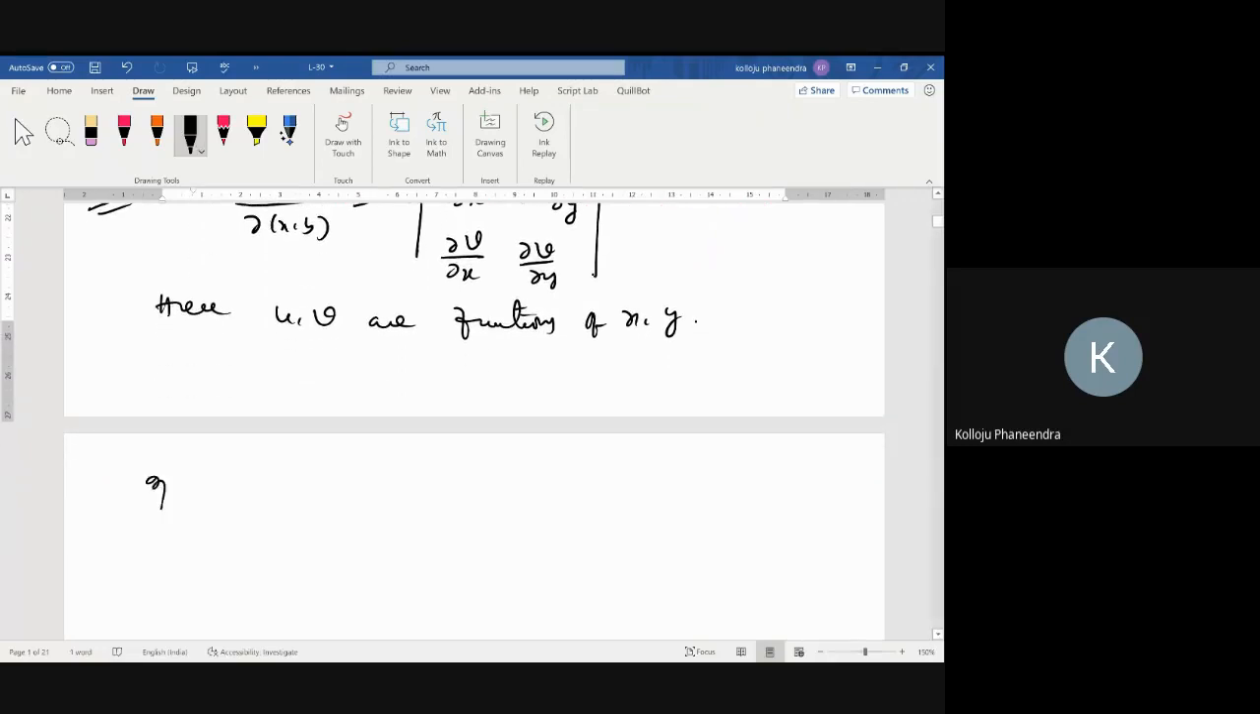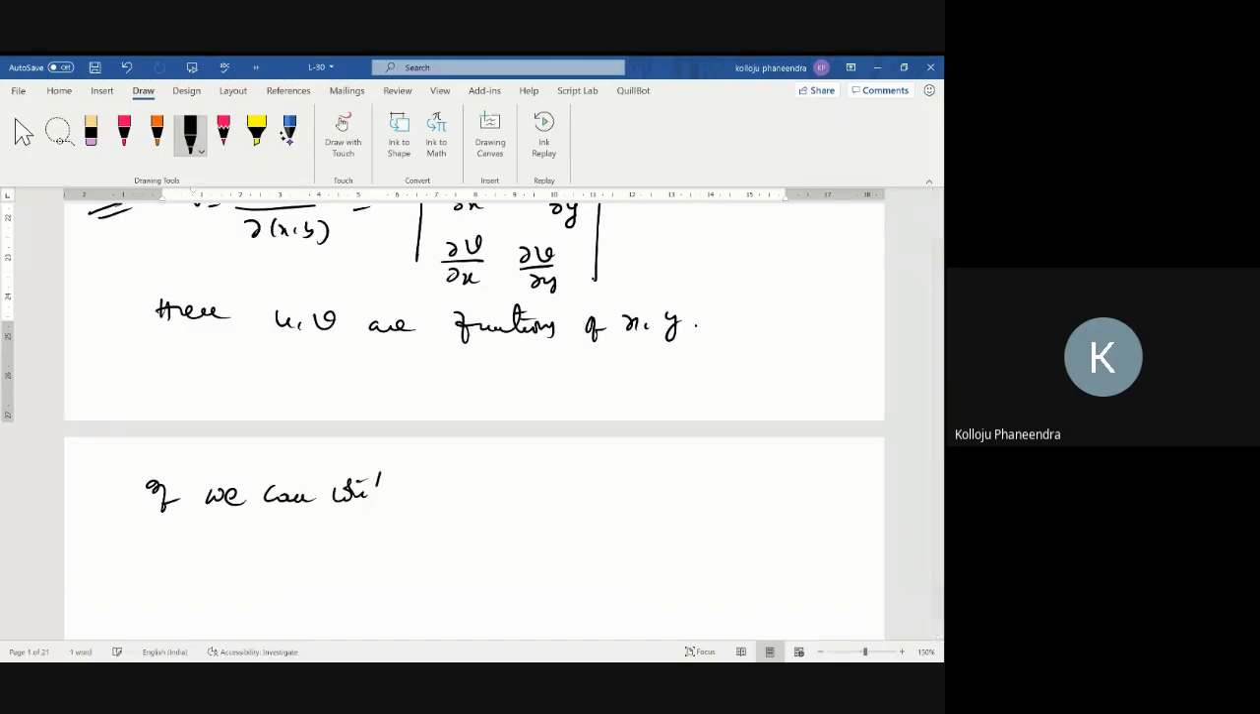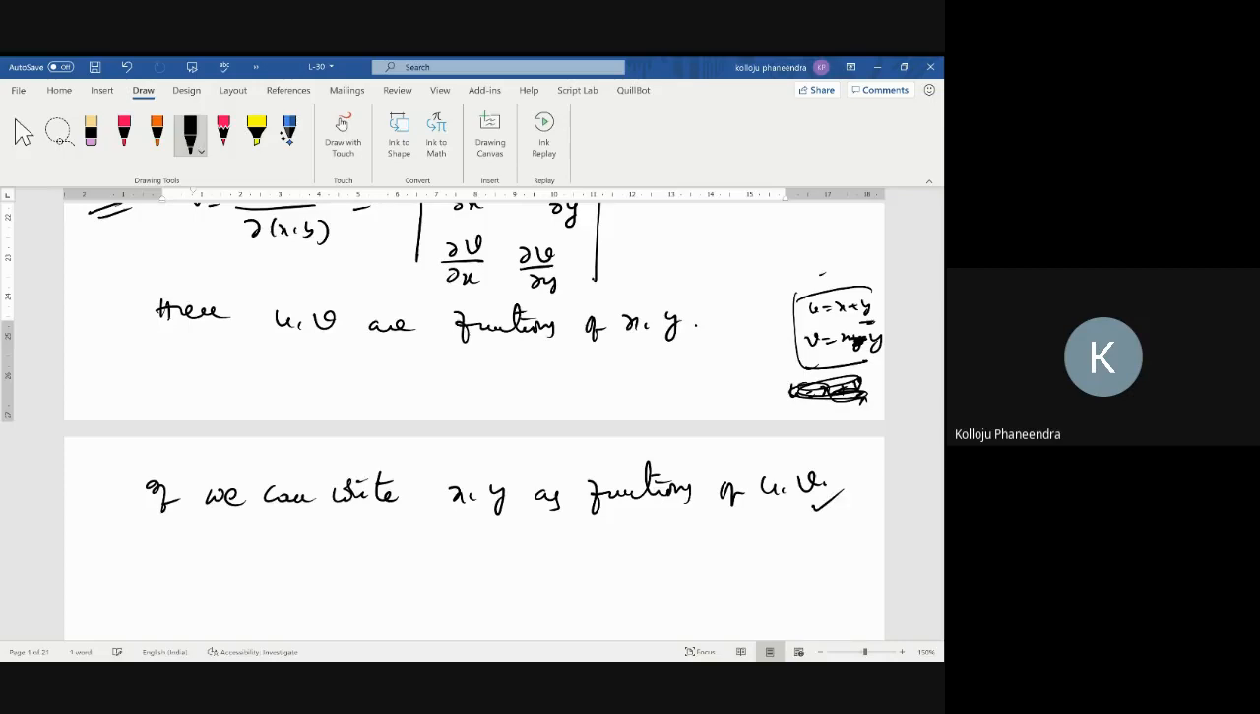Now, if we can write x, y as functions of u, v, is it possible? For example, just an example, if I take u equal to x plus y, v equal to xy, that means u and v are functions of x and y. Yes, it is possible. If I replace y with v by x, I get u equal to x plus v by x, so I have to write x from this in terms of u and v, or you can take x minus y, just add and subtract and get x, y in terms of u and v. Anyway, I will tell the problem also.